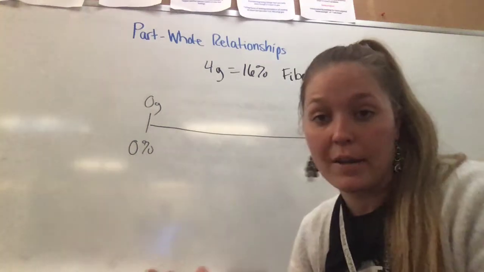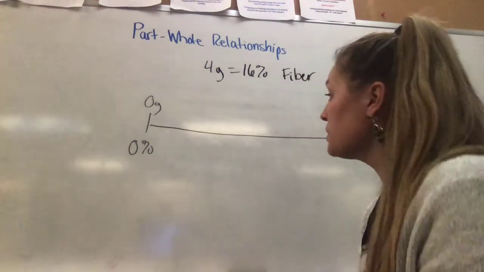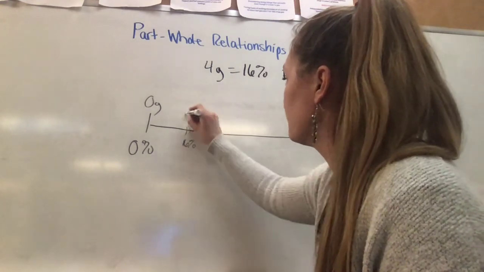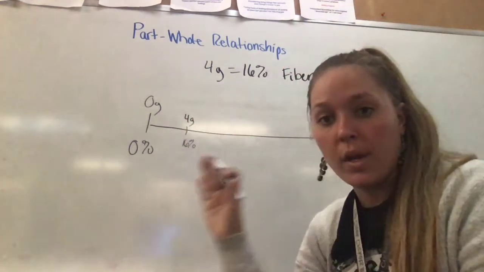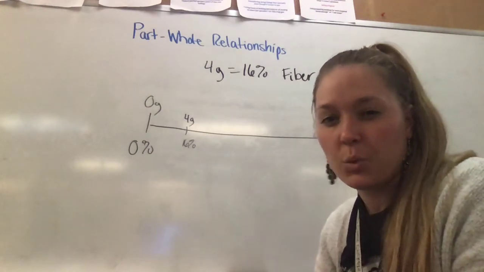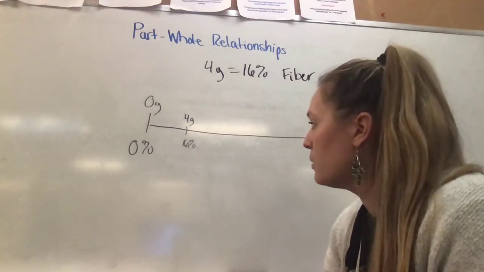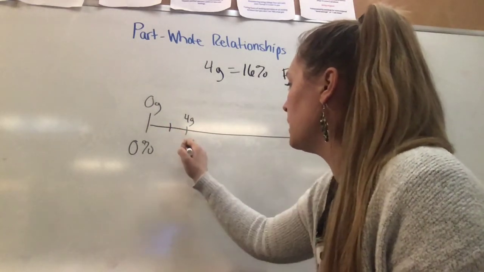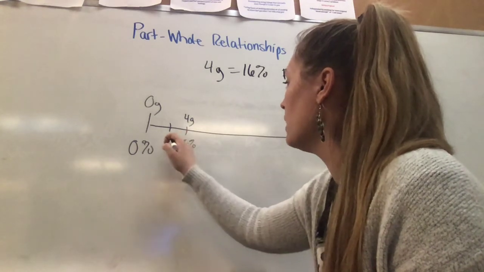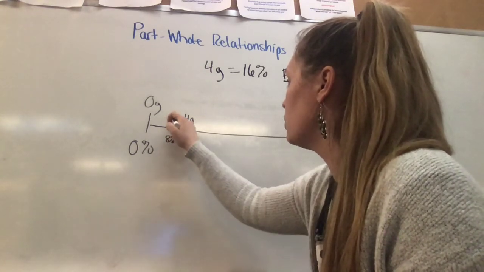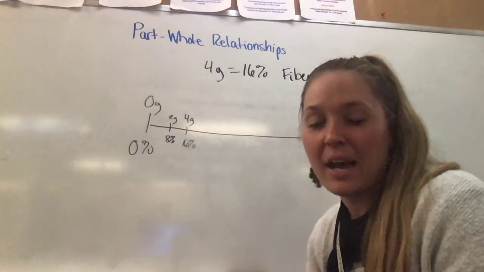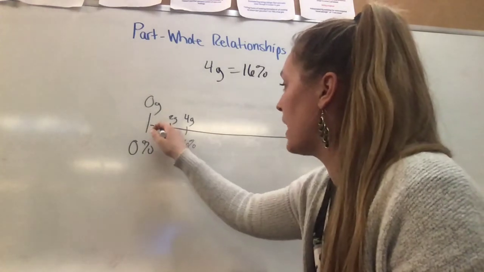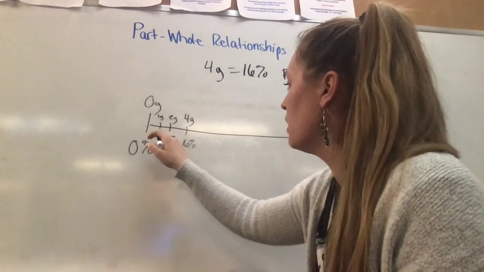Okay, so we start with our information. We know 16% is 4 grams. Now, if I kept going up by 16%, I wouldn't get to 100 evenly. So maybe we cut it in half. If 16% is 4, then 8% would be 2 grams. I still know I'm not going to get to 100% evenly by going by 8s, so maybe I cut it in half again. 1 gram is 4%.